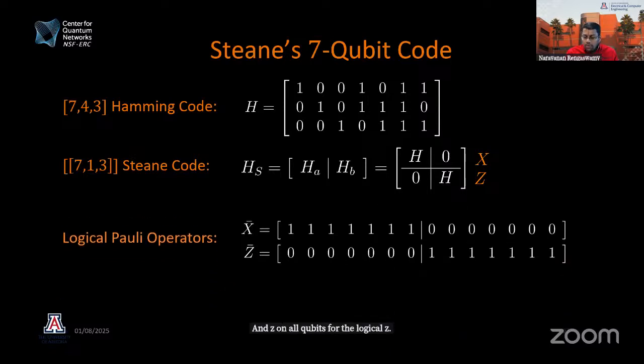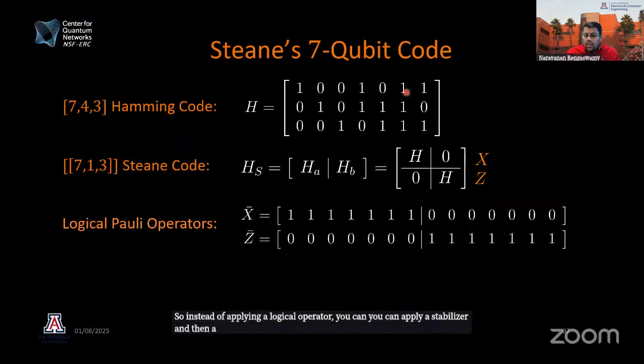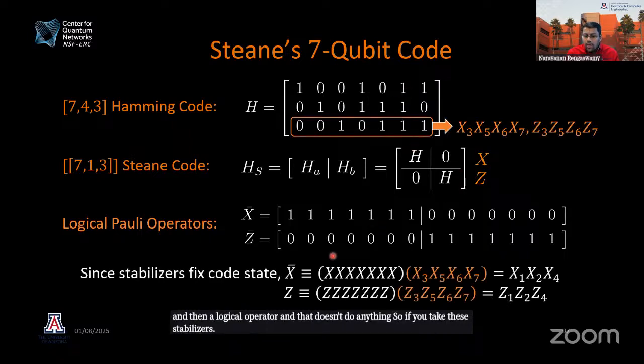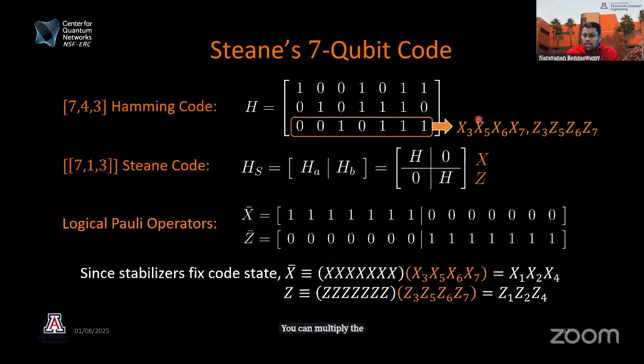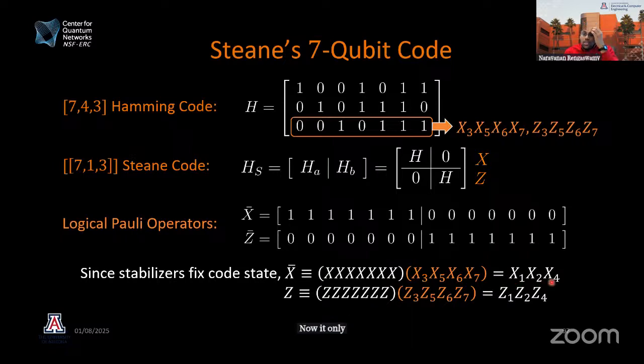In fact, you can simplify these because multiplying logical operators by stabilizers doesn't do anything, because stabilizers fix the state. So instead of applying a logical operator, you can apply a stabilizer and then a logical operator, and that doesn't do anything. So if you take these stabilizers, you can multiply the logical X operator by the stabilizer, and that cuts down the weight of the logical operator. So instead of acting on 7 qubits, now it only acts on 3 qubits, which is actually the distance of the code, which is 3.